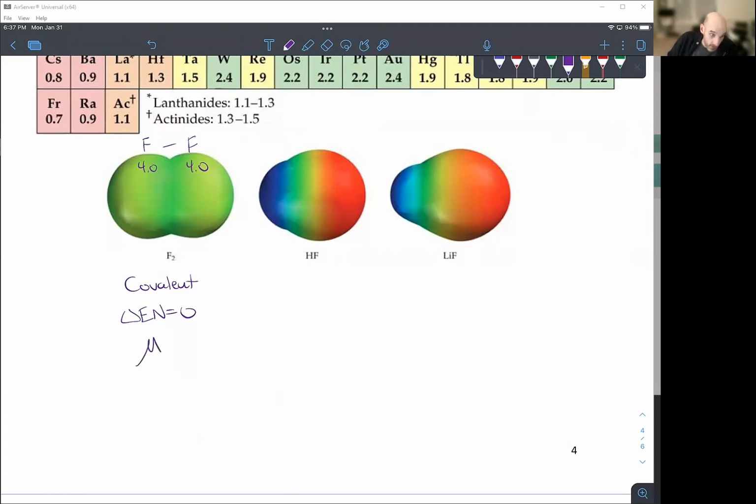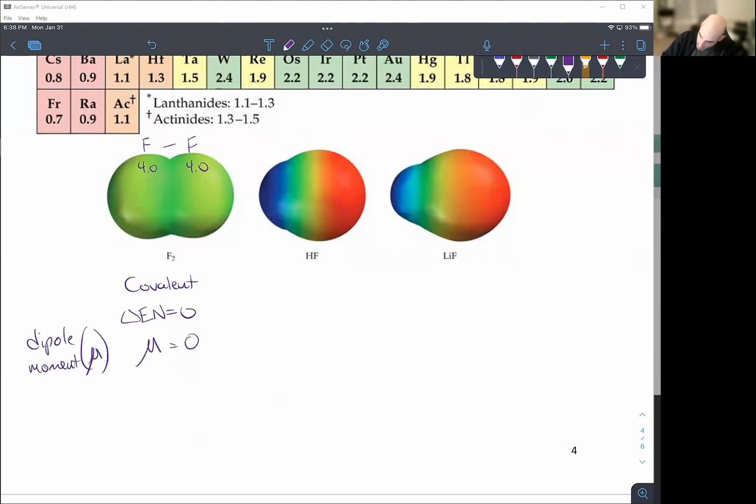By the way, the mu is 0 as well. This is called a dipole moment. We're randomly going to mention dipole moment, but the higher the value, the greater the dipole. Okay, it's something we can actually measure as opposed to electronegativity, which is just kind of fudgy, actually, to be honest.